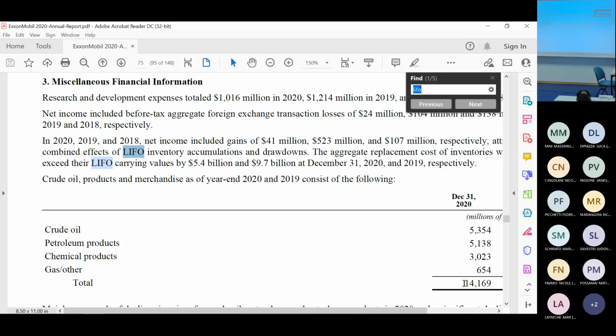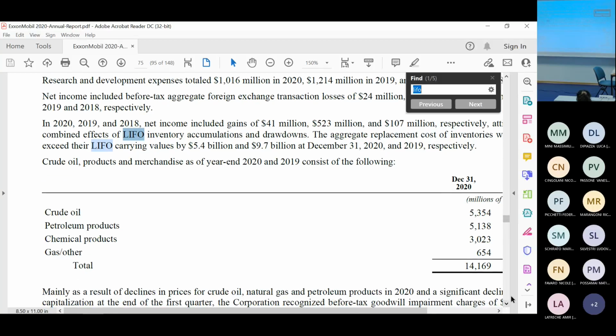Thank you. So I was saying 14 billion will be the total amount of inventory, and it is understated by 9 billion. So even if you do just the total inventory, it's going to be a pretty large amount of LIFO reserve.